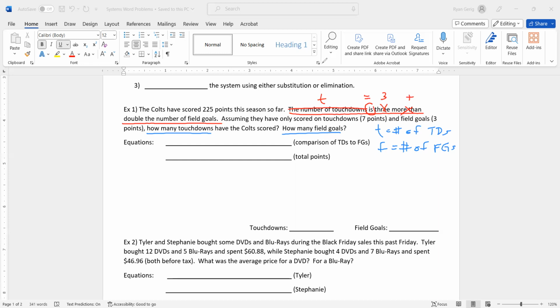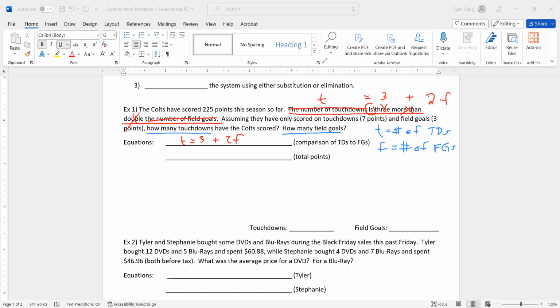Double the number of field goals. So double means times 2. So 2 times, so that's the double part, the number of field goals. Well, I know that the number of field goals is, I called that my F. And there's my first equation. T equals 3 plus 2F. And I'm going to write that on the line. T equals 3 plus 2F.